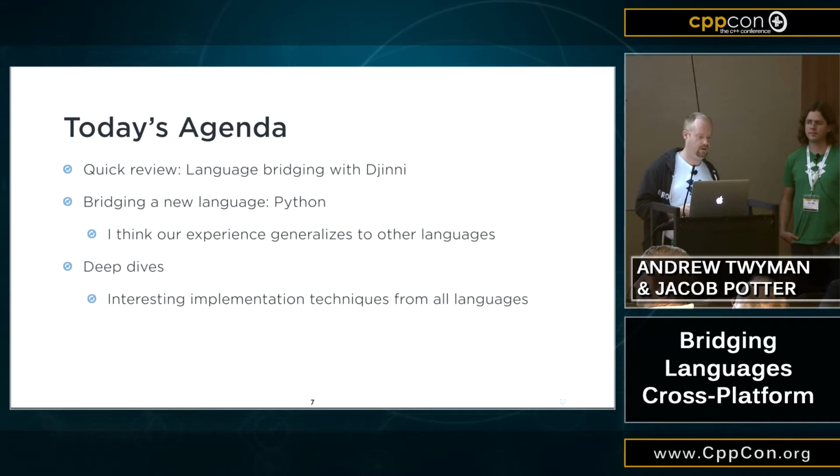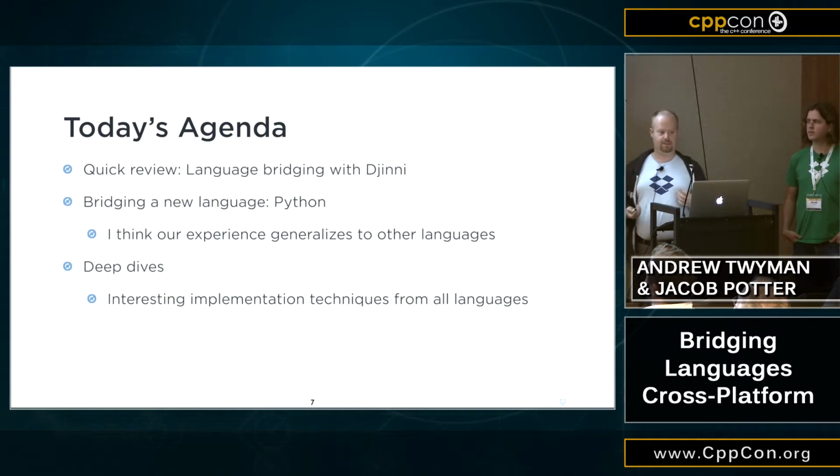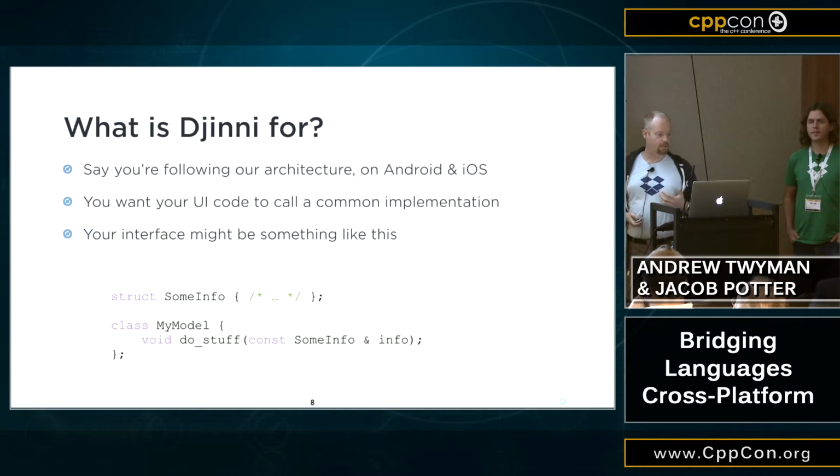So what we are going to talk about, I'll do a quick review of the overview. I'm going to talk about how we added Python, the kind of problems we had to solve while bridging to it. And then we're going to have a deep dive into a couple different implementation techniques that are relevant across the multiple languages that we've done. So starting off with that brief introduction.